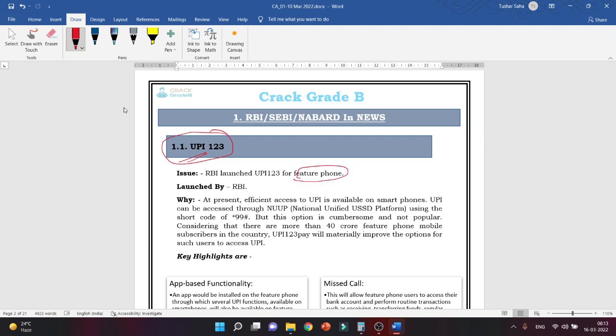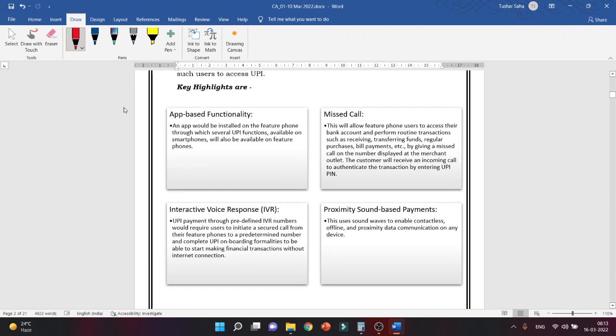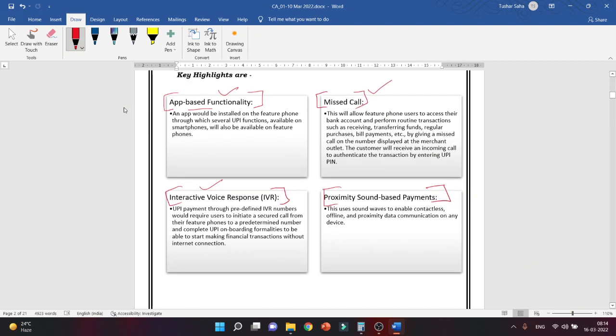And why is this being taken up by the RBI? Because there are approximately 40 crore feature phone users in the country. The RBI has done it in 4 ways. So there can be 4 ways in which UPI 123 can work. It's app-based functionality, which means there will be a pre-installed app in the feature phone, and using that, the system will function. Then there will be a missed call feature. Then there would be IVR features. Then there would be proximity sound-based payments, which means it will use a sound wave of a particular frequency, and when the frequency matches, the payment will take place.